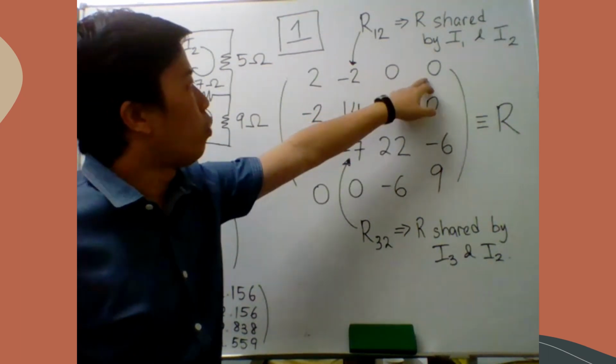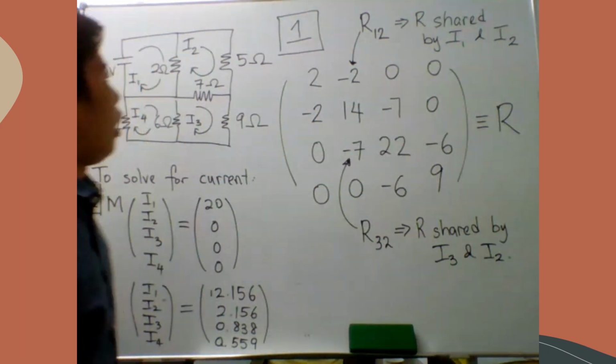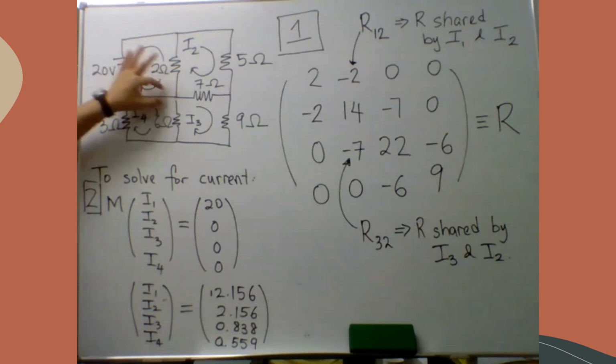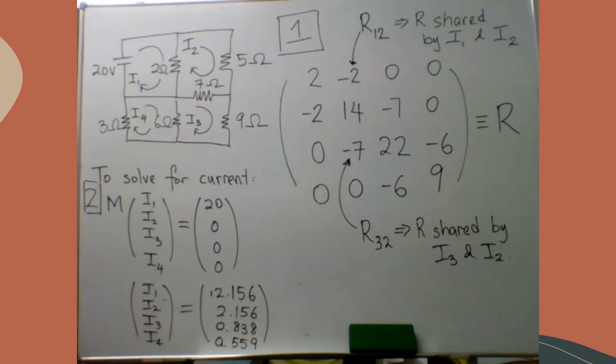So the same for over here, R14. R14 is over here, the resistance shared by the current number 1 and number 4. So there is nothing here. So therefore, this is 0. So that is how you build this matrix.